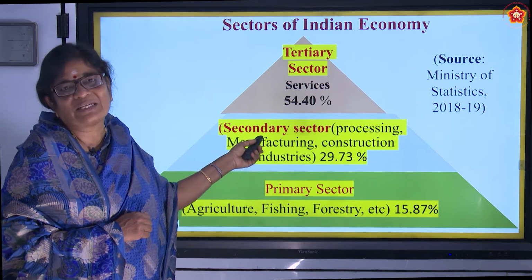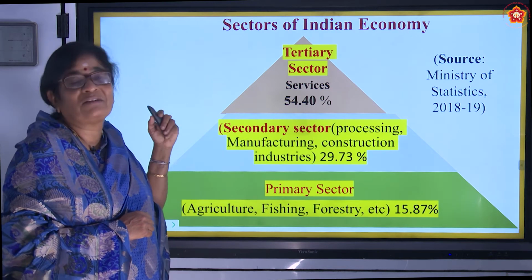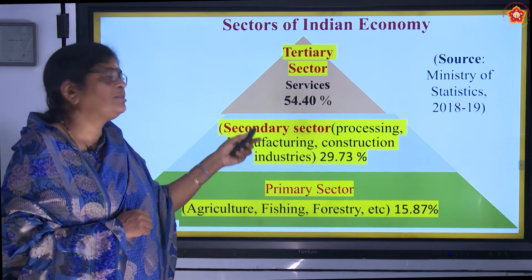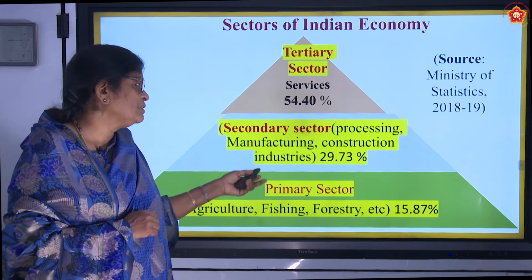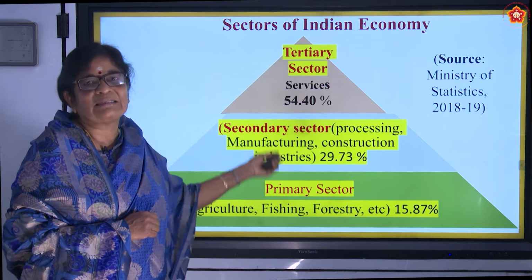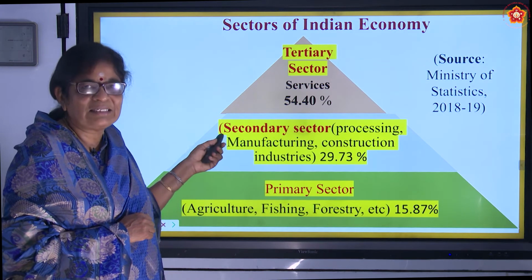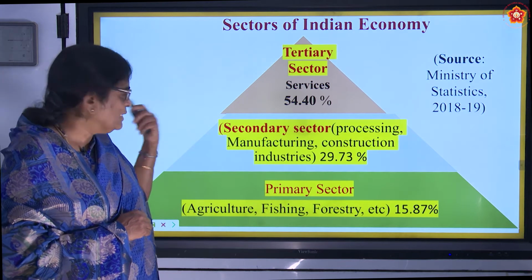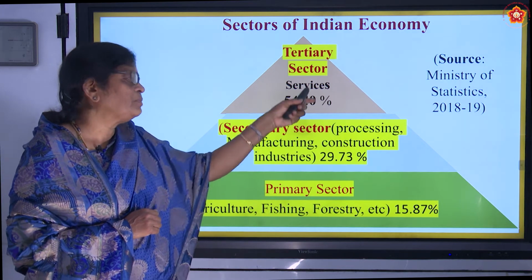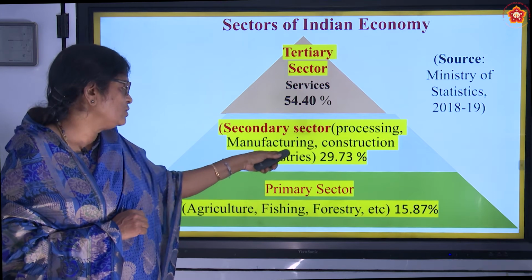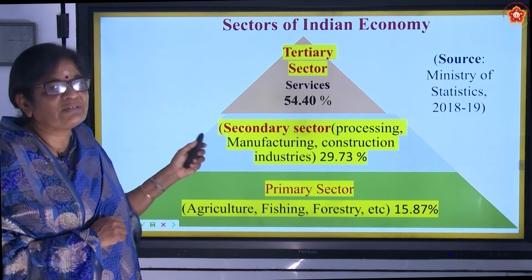This is the backbone of the country and it determines the development of India. The manufacturing sector and the construction industries all come under this sector. This is called the secondary sector, or manufacturing sector, or industrial sector. It contributes, as per 2018-19 statistics, almost around 30%.